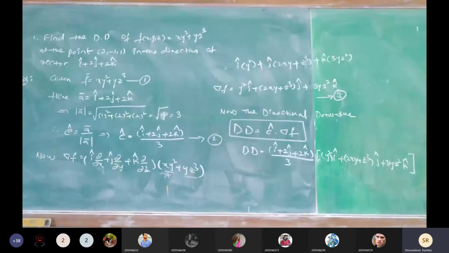First, write down this. I'm going to rub this part. The dot product of two vector point functions is a scalar point function. Is it right?